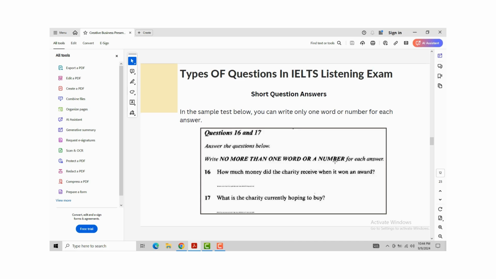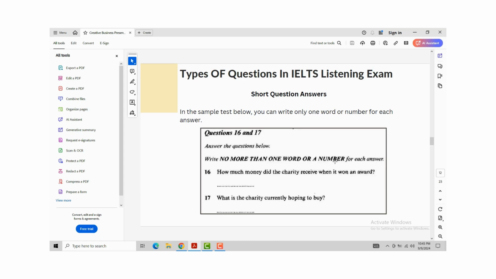Details or instructions are given for every type of question. You have to keep these instructions in mind and be very careful about them, because if you don't follow them, your answer will be marked as incorrect. How much money did the charity receive when it won an award? You can write 500. If it is $500, simply write 500.